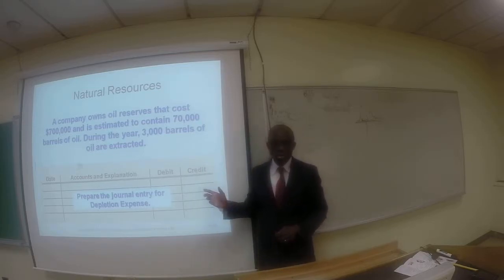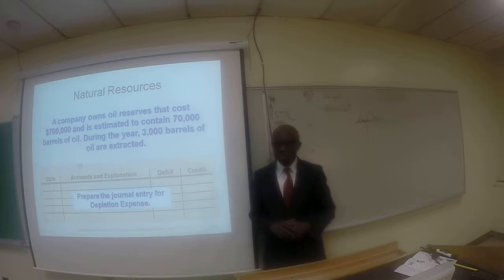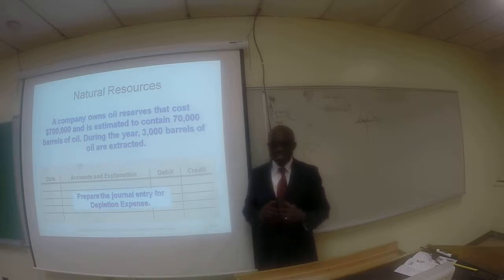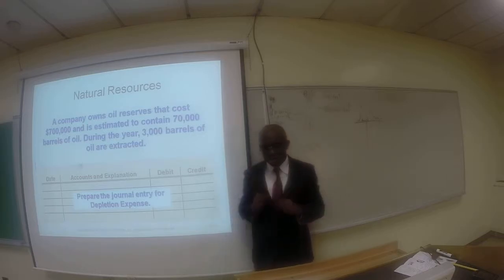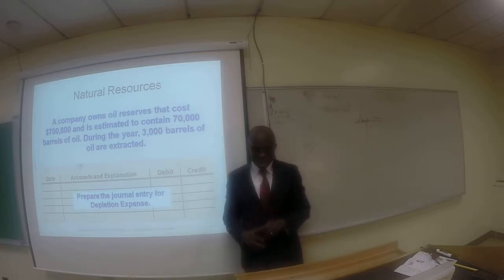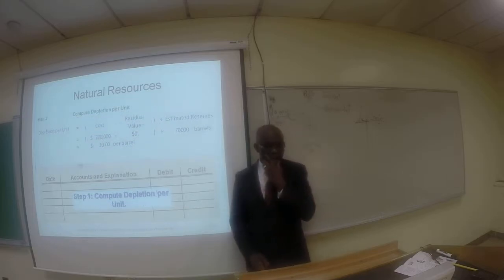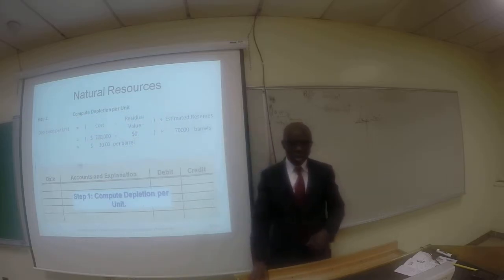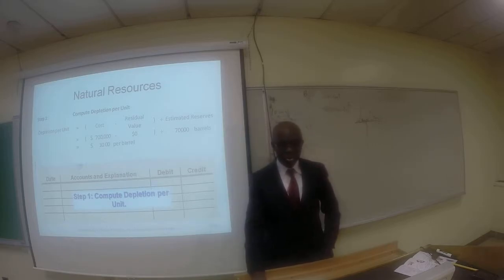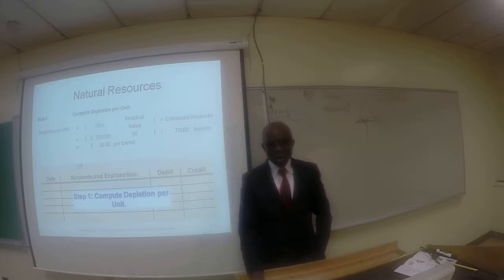This company owns an oil reserve that costs $700,000 and is estimated to contain 70,000 barrels of oil. During the year, 3,000 barrels of oil were extracted. So how do we calculate the depletion for that particular year? Take a look at the approach. The first step is we calculate the depletion per unit. How do we do that?